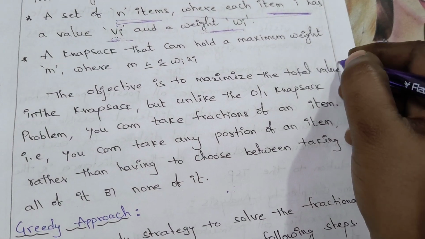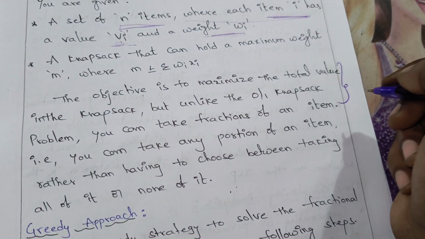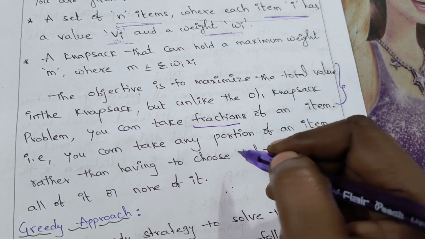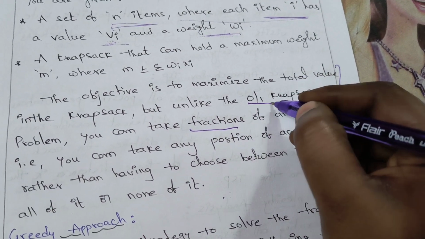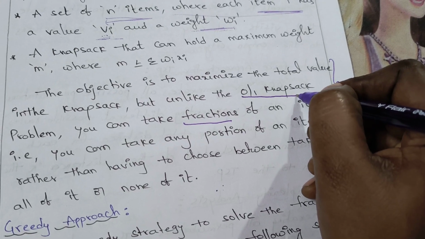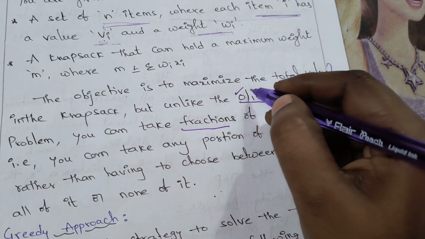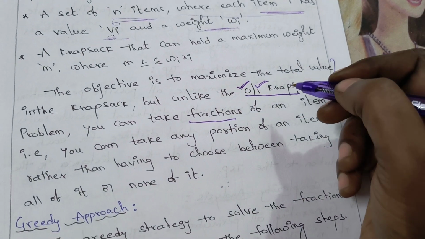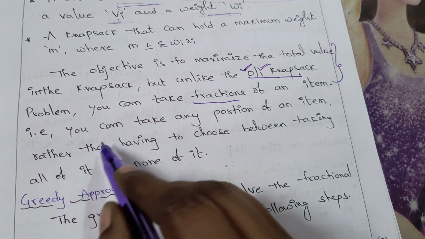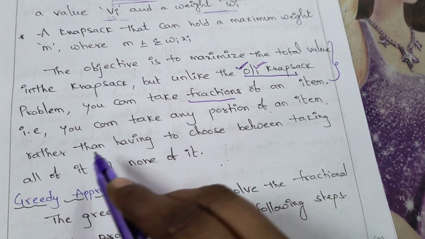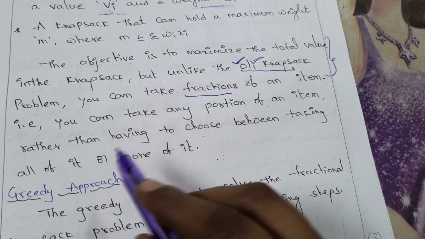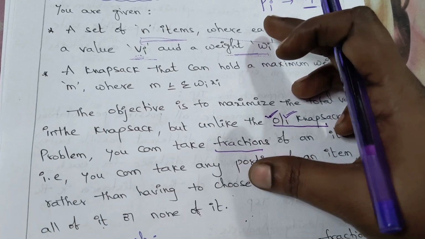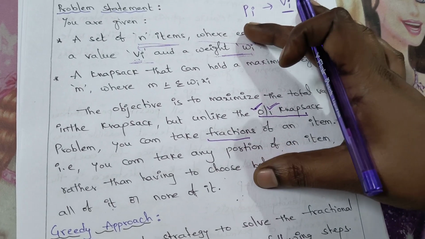So this is actually the one word answer. What is the one word answer? Fractional knapsack problem will take fractions of the item. 0/1 knapsack problem, in the brute force approach and other approaches, will take 0 or 1. That means either the object will be there or it will not be there. That's it. That is, you can take any portion of an item rather than having to choose between taking all of it or none of it. This is the knapsack problem. Fractional knapsack problem definition, you have to write this much.